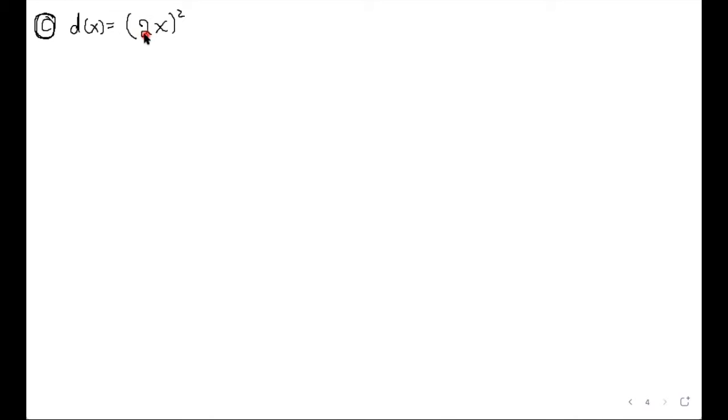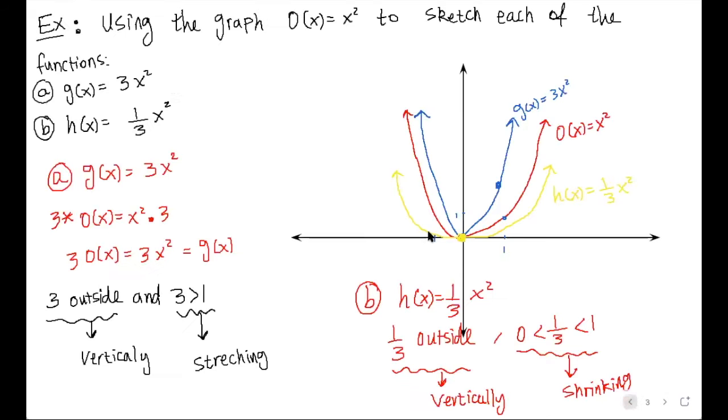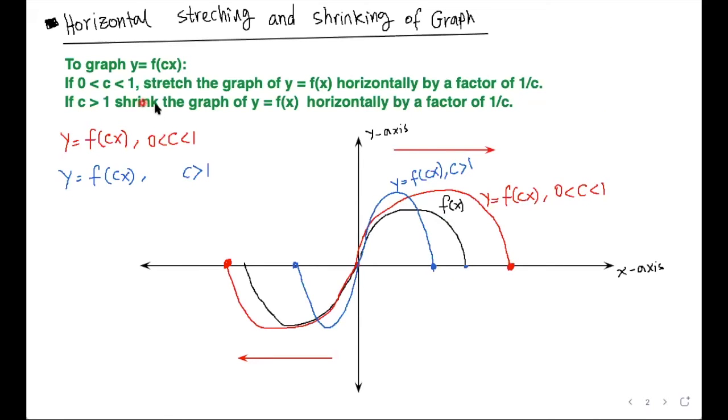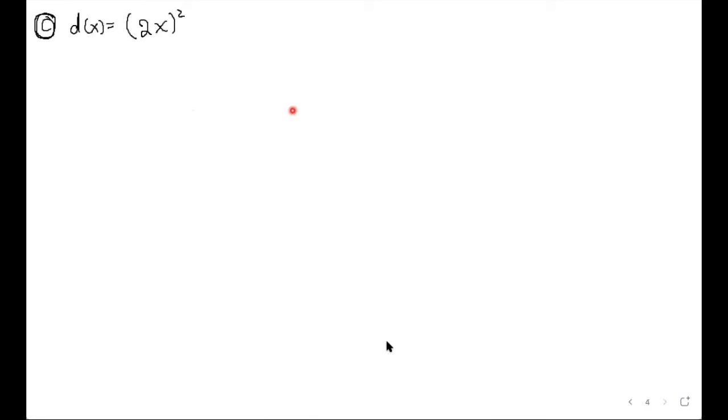Now we check again: is the number greater than 1 or between 0 and 1? Greater than 1. Go back again. Greater than 1 means shrinking the graph of y equals f of x horizontally. Shrinking means like the blue curve. The black is the original function, the blue is shrinking. Okay, let's graph this one. I know the original function is x squared, so graph the x squared.